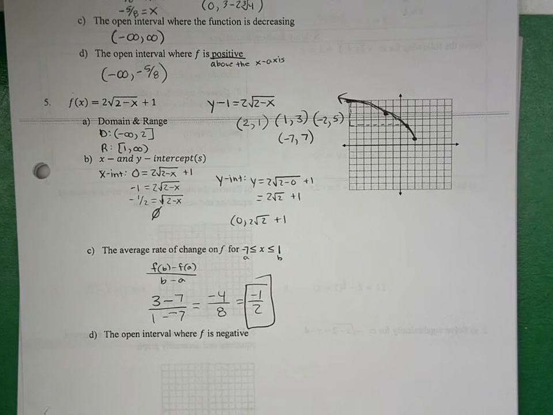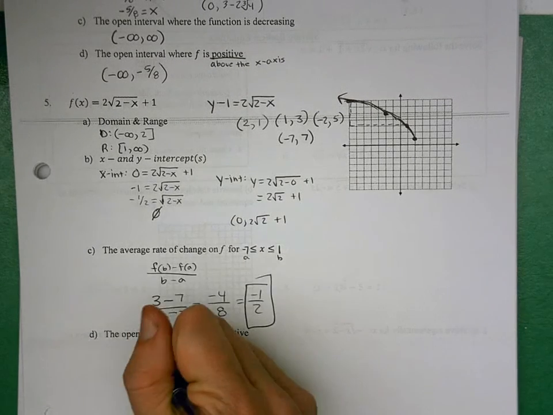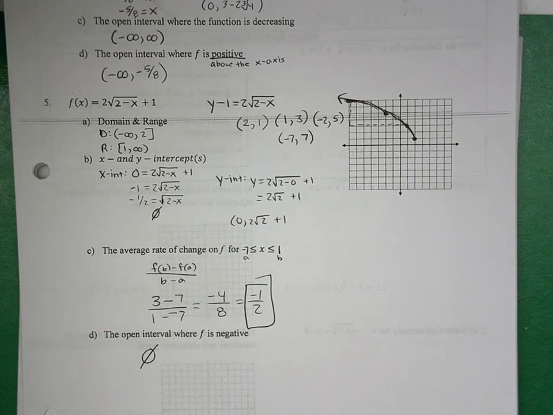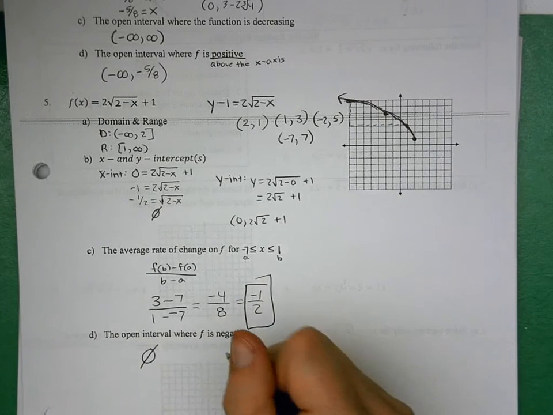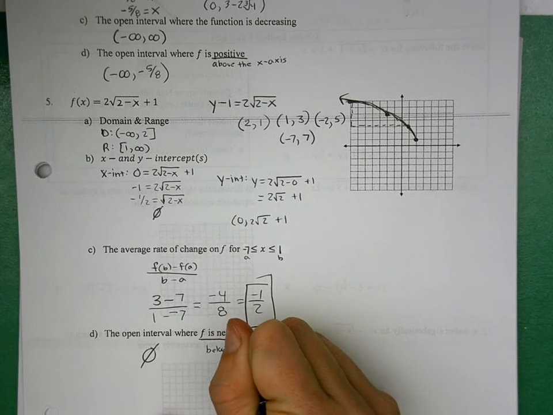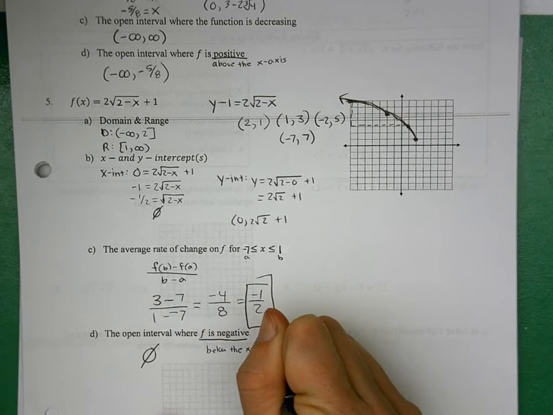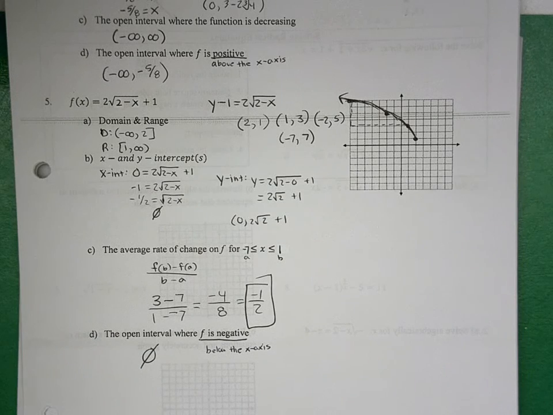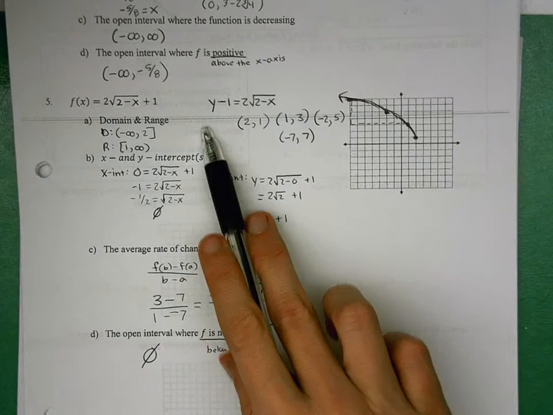Okay, and so where is the function negative then? The function is never negative, because my function is never below the x-axis. Okay. And so that's objective 3, which is graphing with some review stuff. And there you go.